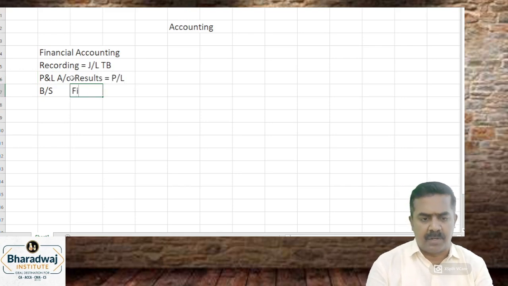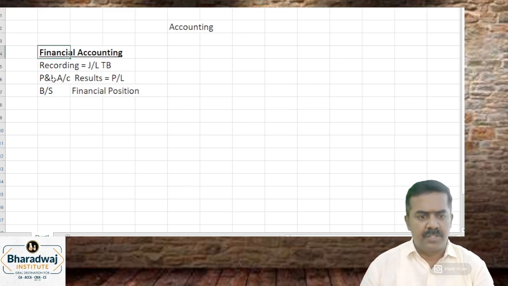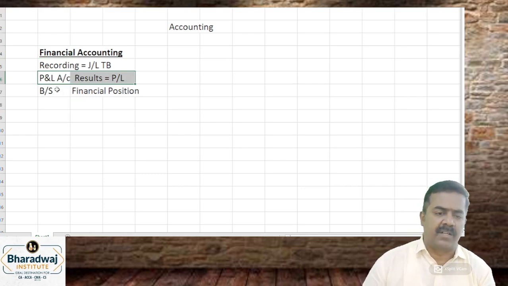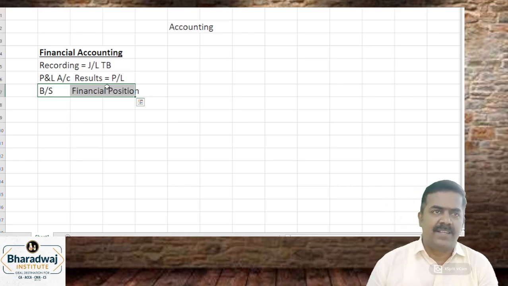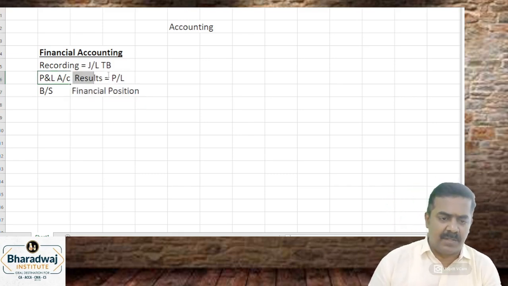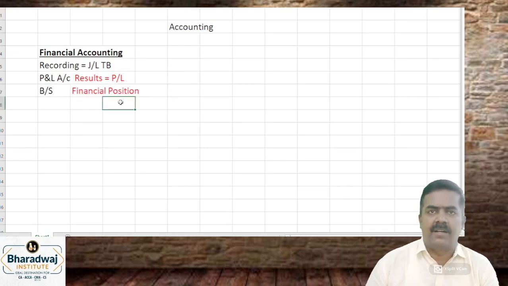Balance sheet shows which one? Financial position. Okay, that is the objective of financial accounting. You just prepare a P&L account to find out profit or loss. In case of a non-profit organization, they call it surplus or deficit, but that is also a financial result only. Main objective is to find out profit or loss, and the balance sheet shows the financial position as on a particular date.